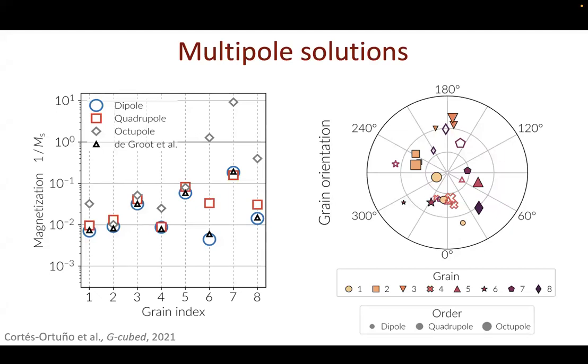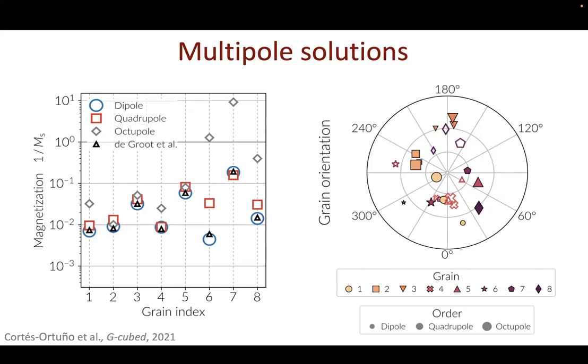So these are the 8 individual grains. The triangles are the solution that Carl and I made with our Fortran code that ran for 2 days. And then these blue circles are the dipole codes that David programmed that ran in 3 minutes. And then we have the quadrupoles that David programmed, and the octupoles. So for most grains, the solutions of the dipole component agree pretty much, but not for all. So we have to be careful with that.